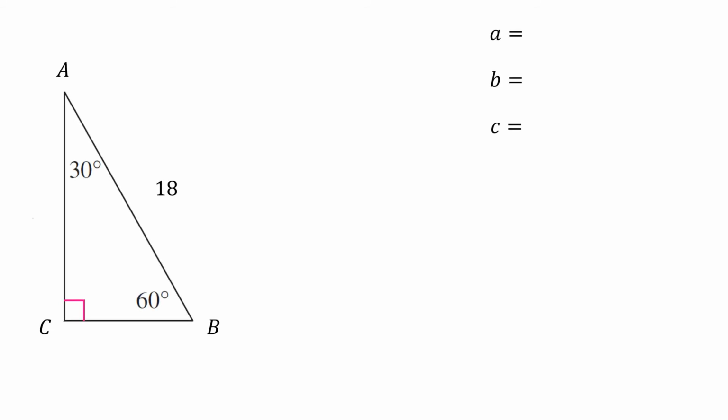Okay, I know the hypotenuse is 18, so that's where we start. The shorter leg has to be half of that amount. So if I divide by 2, I get 9. The longer leg, piece of cake, multiply it by square root of 3. And now we've got all 3 sides of that triangle.